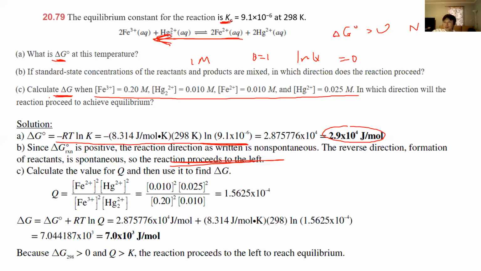And then C, we have different concentrations of the products. First we need to calculate Q. Remember, the coefficients become the exponents for each concentration. Once we get a Q value, we take the natural log of it times RT, and then we add that to the delta G. We still got a positive number, meaning the reaction is still not spontaneous. But if it proceeds to the left, it's going to be spontaneous.